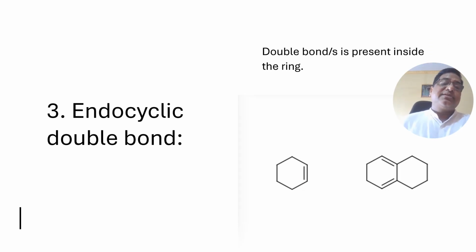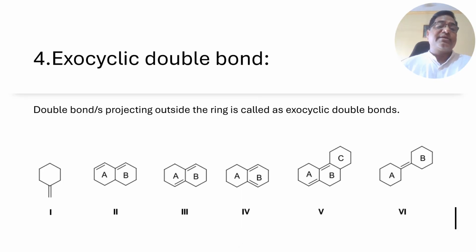Now you can see the endocyclic double bond and exocyclic double bond. Endocyclic means the double bond is present inside the ring, and exocyclic means the double bonds are present outside the ring. These are examples of exocyclic double bonds, and for each exocyclic double bond you have to add 5. For this A ring, this is the exocyclic double bond, and for this B ring, this is the exocyclic double bond. So there are two exocyclic double bonds here. For this A ring, there are two exocyclic double bonds present. So we have to add for both bonds.